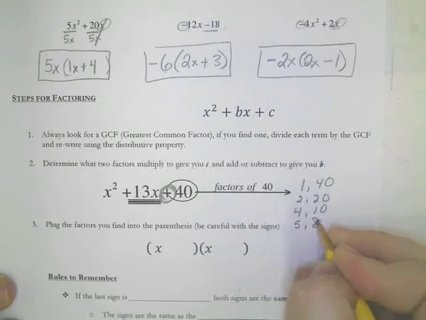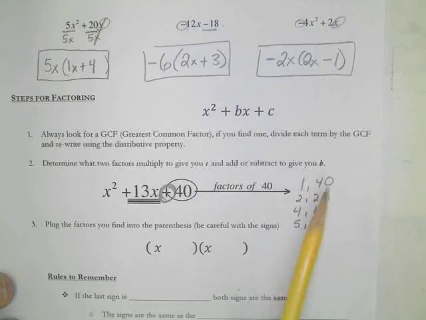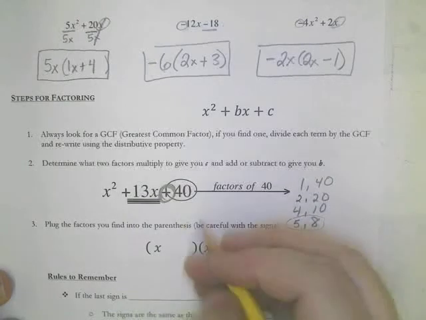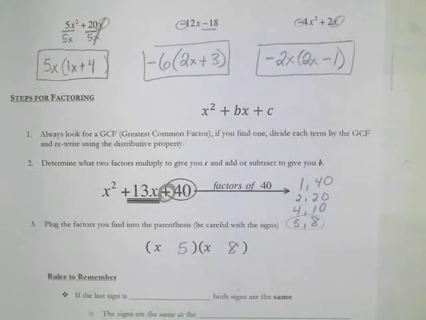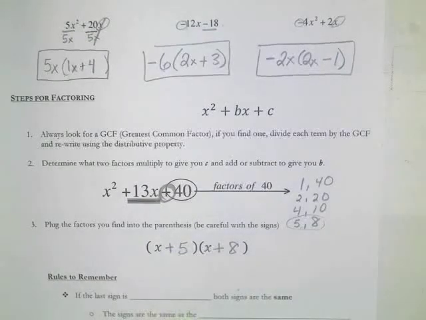And I know I'm pretty much done because the only numbers left are 6 and 7, and neither of those numbers go into 40. So now I look at my factor list, and I see which of these add to give me 13. And so it's these. So I know I have a 5 and an 8. Well, the only way I can get a positive 13 is if I have a positive 5 and a positive 8. And so that is what that looks like factored. If I were to FOIL this out again, I would get x squared plus 13x plus 40.